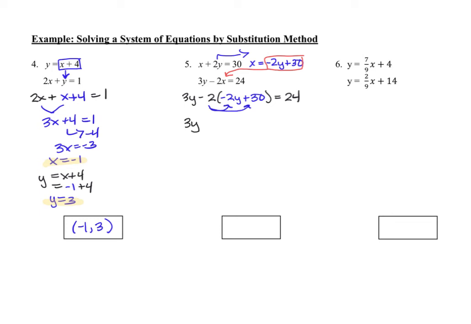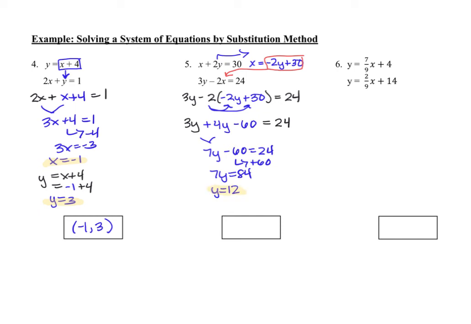We have the 3y in the front, -2 times -2y, that's going to give me positive 4y. And then -2 times a positive 30 is going to give me -60. And all of that is equal to 24. Next, you're going to combine your like terms. So combine your y terms, that'll be 7y. And then you'd want to add the 60 to the other side. 7y is equal to 84 with an answer of 12 for y.